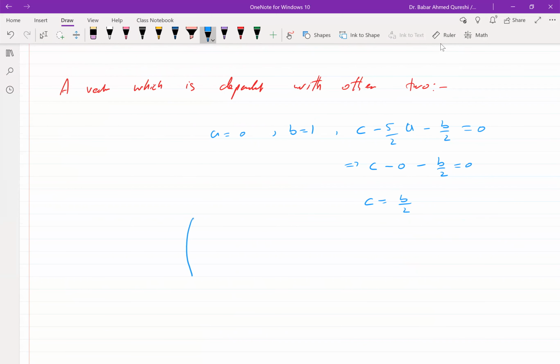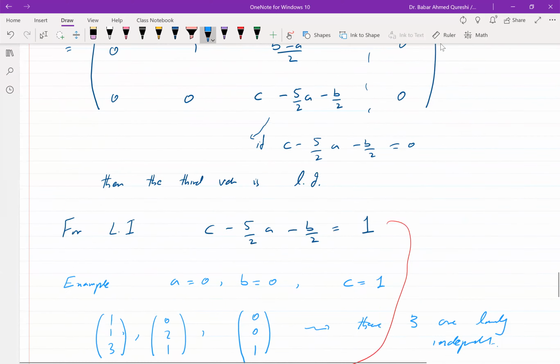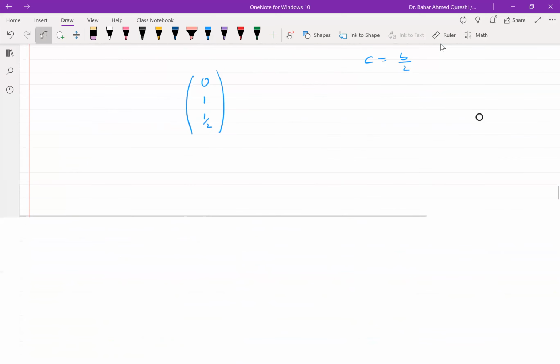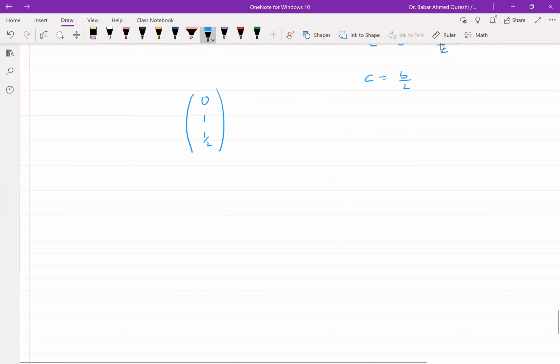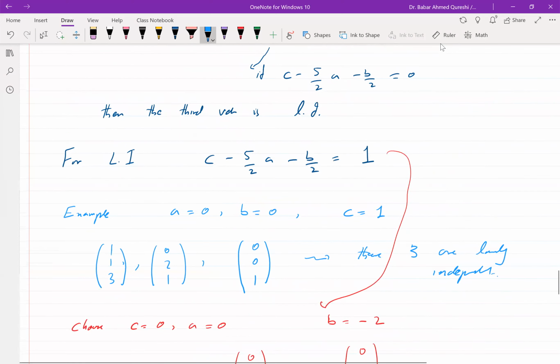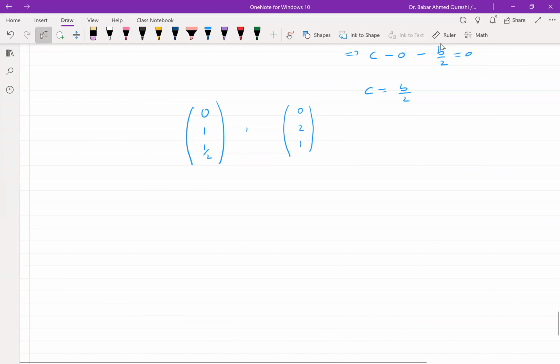So my vector would look like 0, 1, 0.5. Let's give B the value 1 as I gave over there. So this is linearly dependent. And actually you can see that I had this vector in my original set, 0, 2, 1. So it's just a multiple of that. It's half times that. We know that if one vector is linearly dependent, then it's a linear combination of the others. So it's just a multiple of one of those.